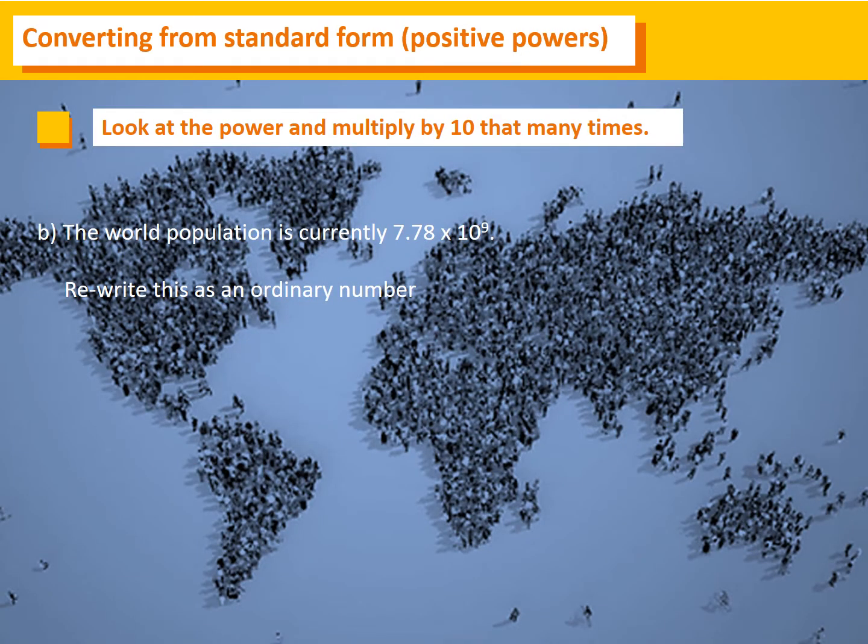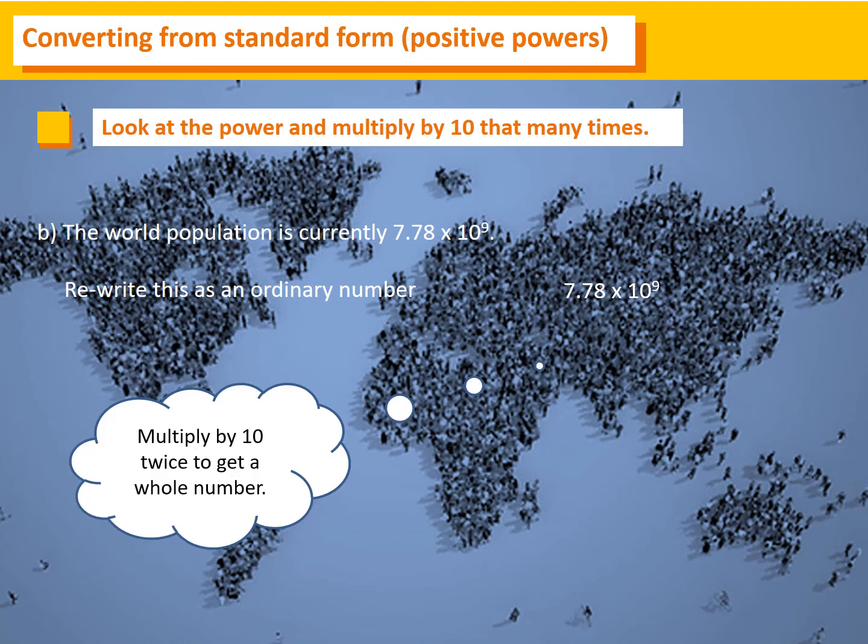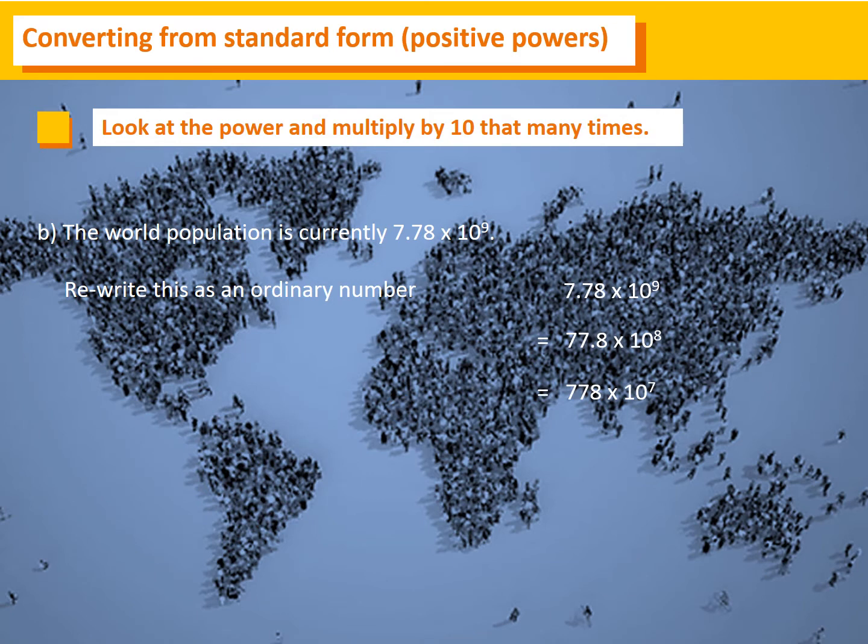The world population is currently 7.78 times 10 to the power of 9. Well, how big a number is that exactly? Well, to times by 10 to the power of 9 means multiplying by 10 9 times. First of all, let's get 7.78 into a whole number. So we multiply it by 10 twice to get that whole number. If we multiply it by 10 once, we've got 77.8. And note the power of 10 has gone down by 1. Multiply by 10 again, 778. And again, the power of 10 has gone down by 1.